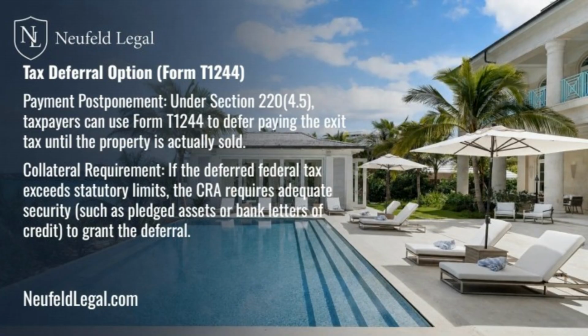Tax deferral option, Form T1244. If your exit tax bill creates an immediate liquidity crisis, Section 220.4.5 allows you to elect to defer payment until the asset is actually sold. However, if the federal tax on your deemed disposition exceeds specified thresholds, the CRA will require acceptable security or collateral, such as a bank letter of credit or pledged assets, before approving the deferral.